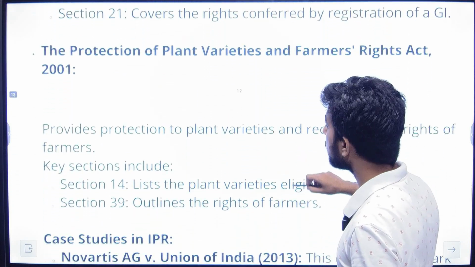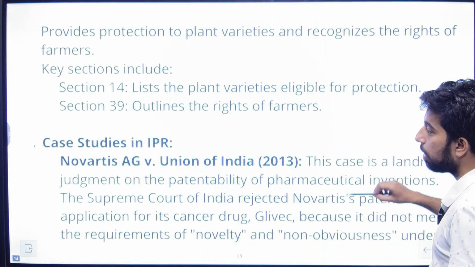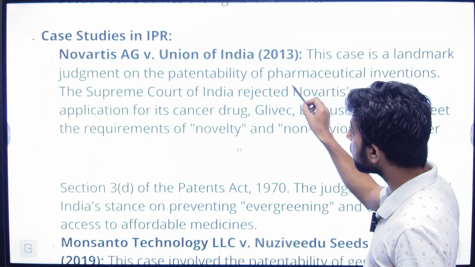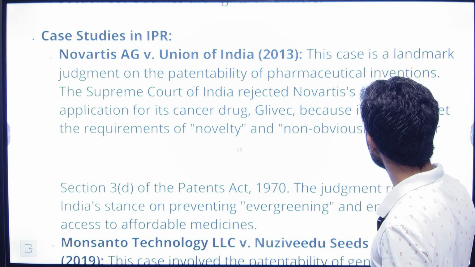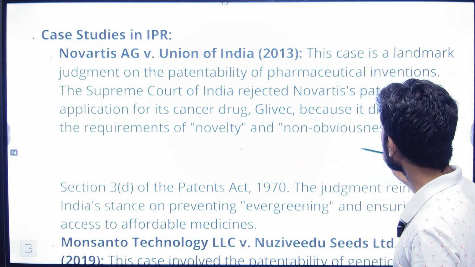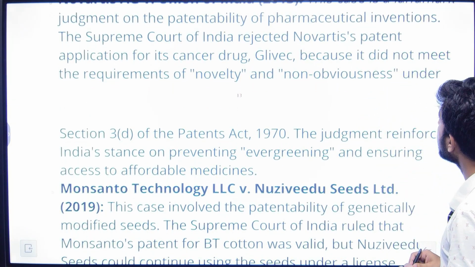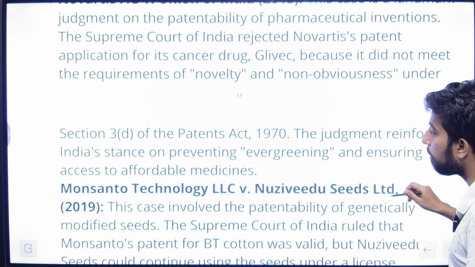Protection of Plant Varieties and Farmers' Rights Act 2001 provides protection to plant varieties and recognizes the rights of the farmers. Now, एक बहुत important case है Novartis AG versus Union of India. This case is a landmark judgment on the patentability of pharmaceutical inventions. The Supreme Court rejected the Novartis patent application for its cancer drug Glivec because it did not meet the requirements of novelty and non-obviousness under section 3D of the Patents Act.